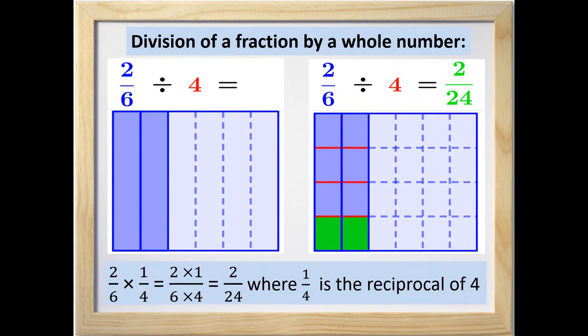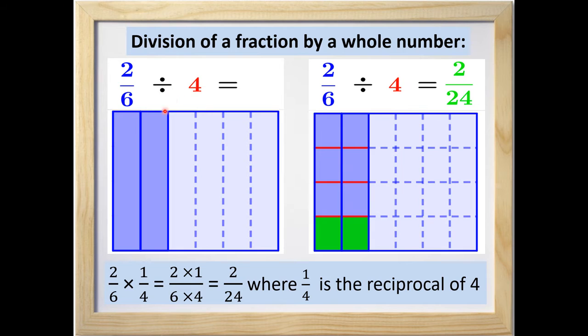Now let us see the mathematical way. We know, children, 2 by 6 is the dividend and 4 is the divisor. In the previous slide, I told you that we have to take the reciprocal of the divisor. That means we have to keep the 2 by 6, the dividend, just like that and change the division sign into a multiplication sign.